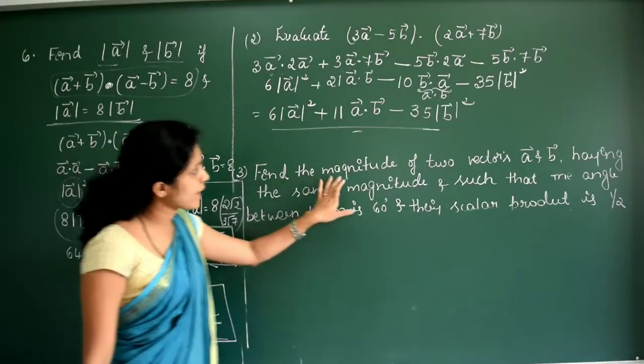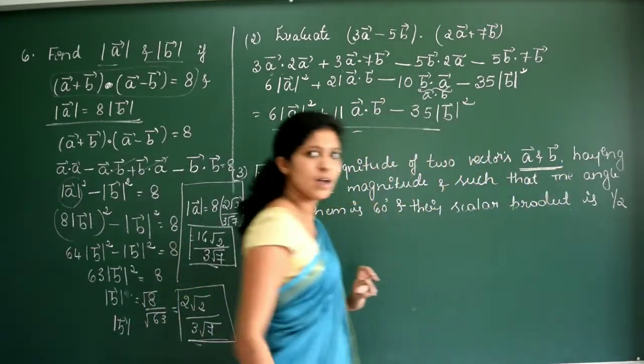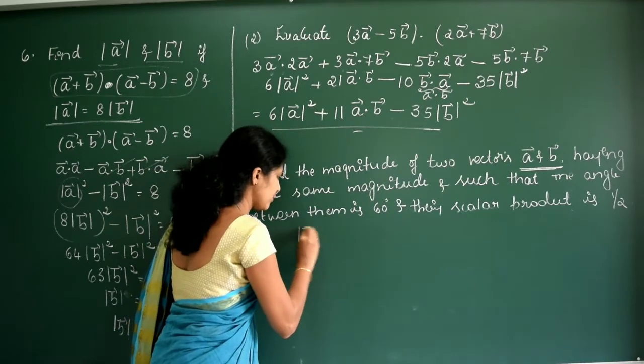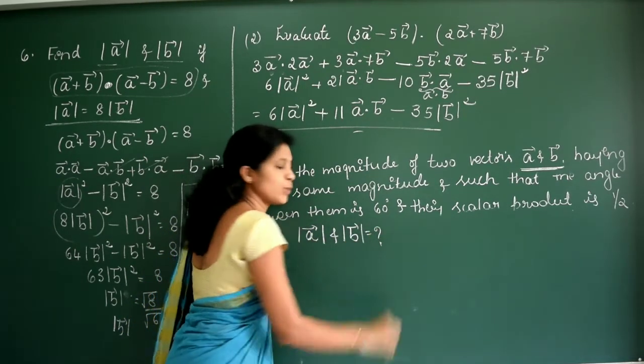Find the magnitude of the two vectors A vector and B vector. We need to find the magnitude of A vector and the magnitude of B vector. Okay. This type of problems are important for 2 marks.